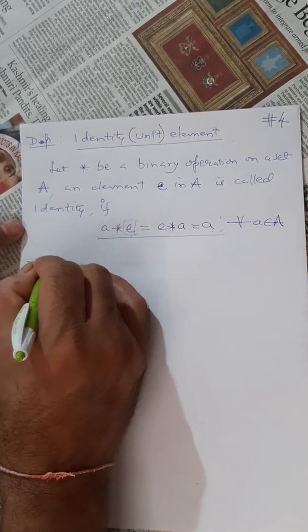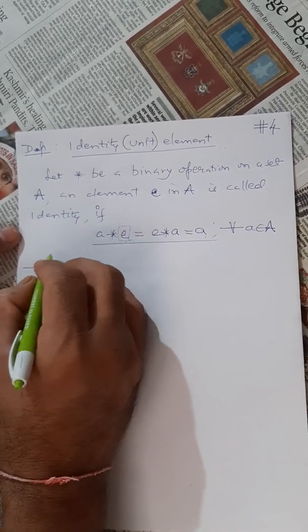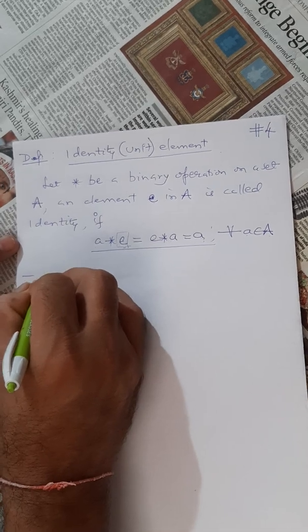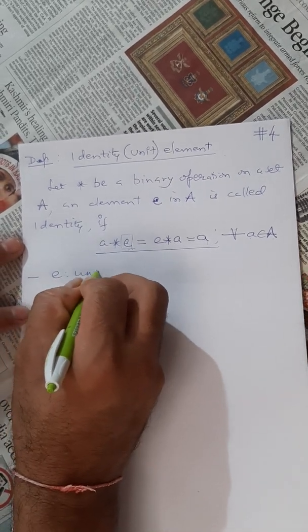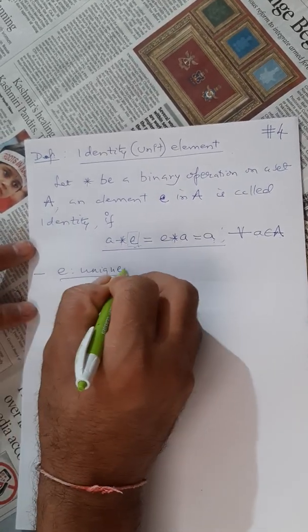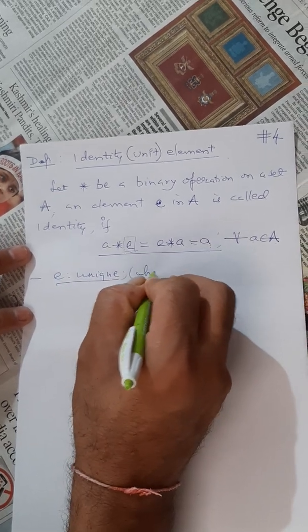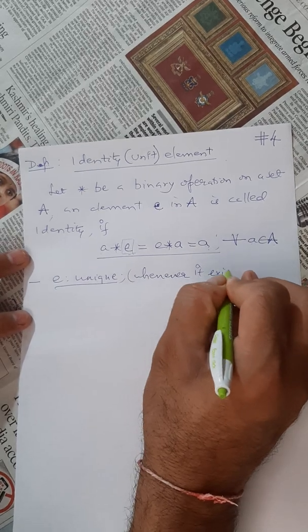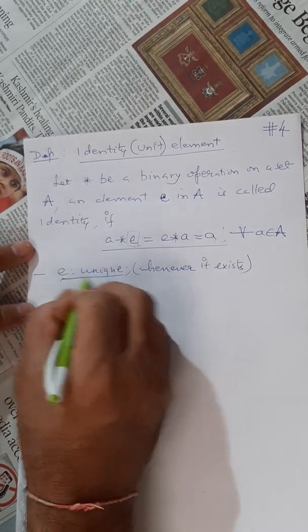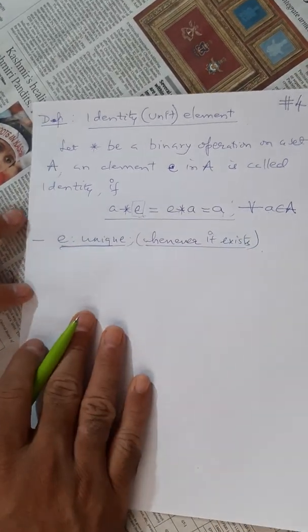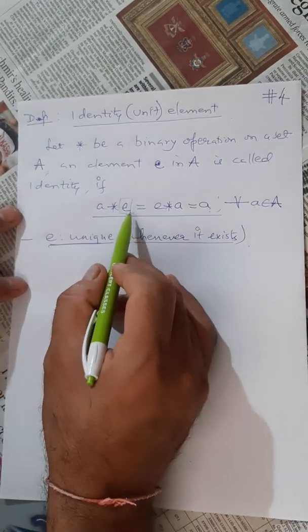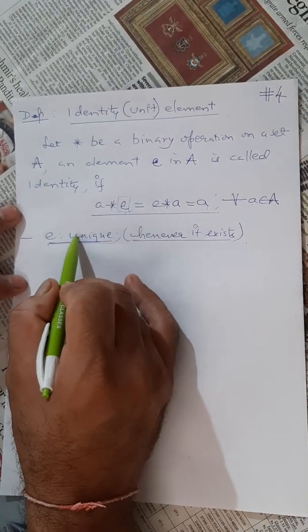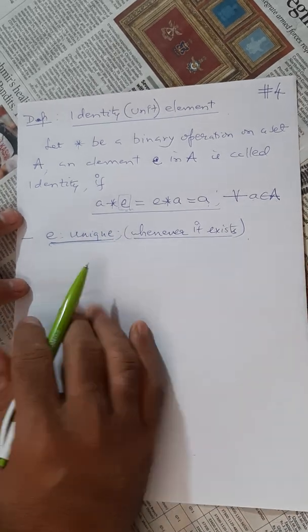Remember, whenever identity exists, then it is unique. e is unique, meaning exactly one whenever it exists. If it exists, then it must be exactly one, that is unique. You cannot have two different identities, remember. It has to be one and only one. Unique means exactly one.